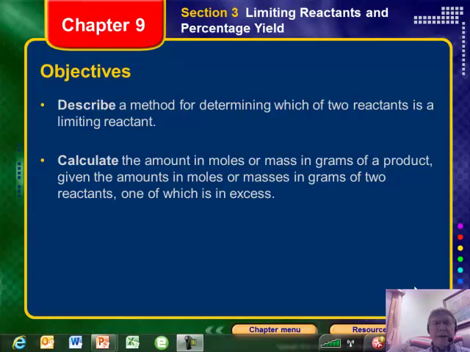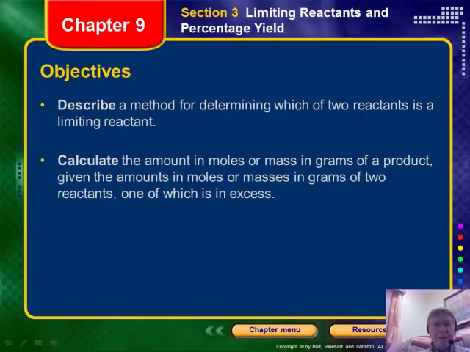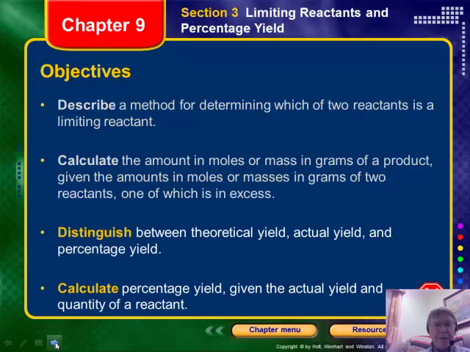This is the second part of section 3. This one hopefully will be a little bit shorter for you. We've already looked at these first two objectives here, so let's take a look at the last two. In this part, we're going to distinguish between theoretical yield, actual yield, and percentage yield, and of course we'll define each of those terms. And then we're going to calculate the percentage yield given actual yield and the quantity of a reactant.